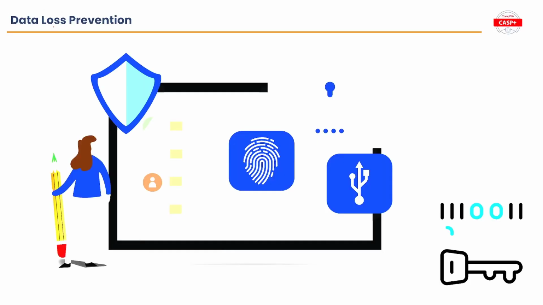Now let's talk about data loss prevention. Preventative controls must be put in place to avoid the leaking or exfiltration of sensitive information. There are a variety of ways to meet this mandate. Policy can be used to guarantee that the necessary data handling and operational procedures are followed.